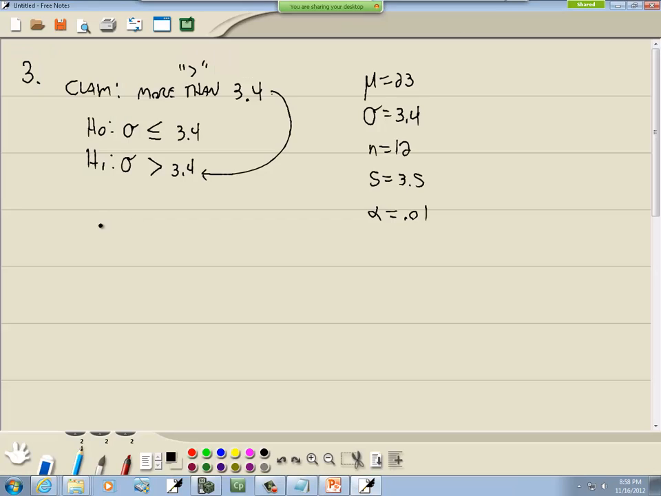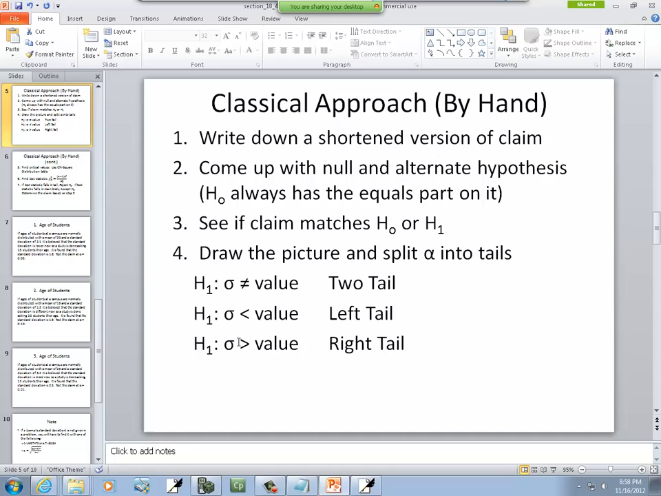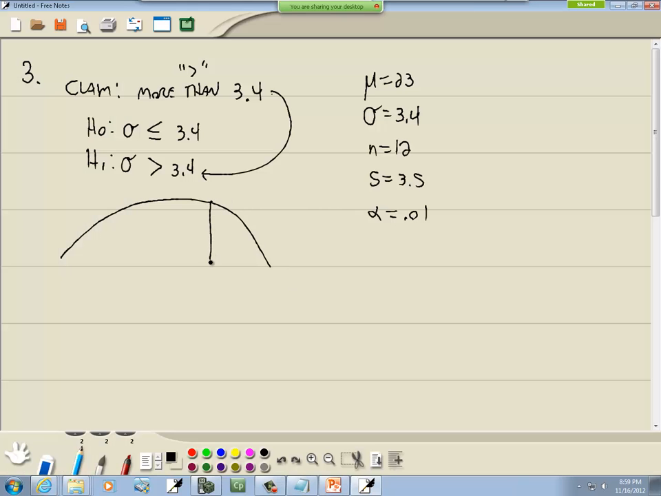Step 4, draw your picture. Greater than tells us it's a right tail. Here it is: greater than, right tail. And we want to split our alpha into our tails. We only got one tail. Alpha is 1%, so we'll put 0.01 there. And if that's 1%, this has to be 99%, because it all has to add up to 100%.